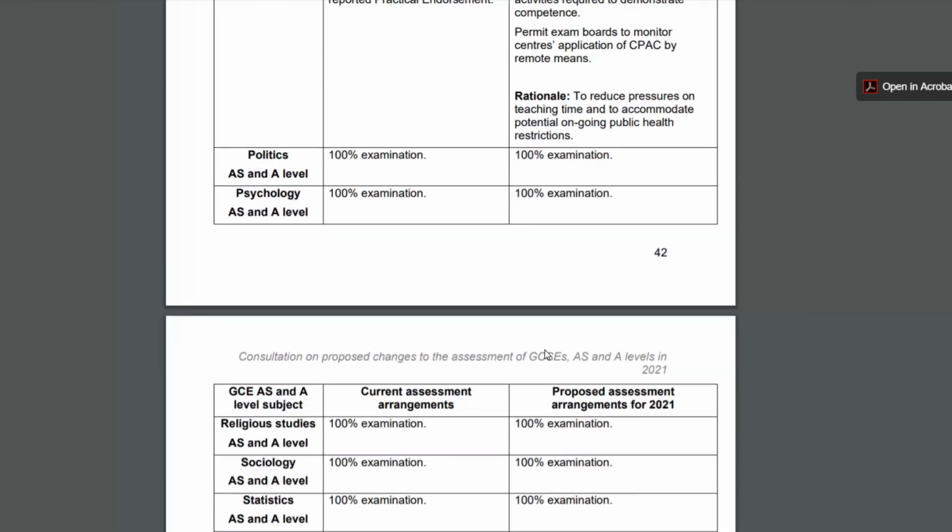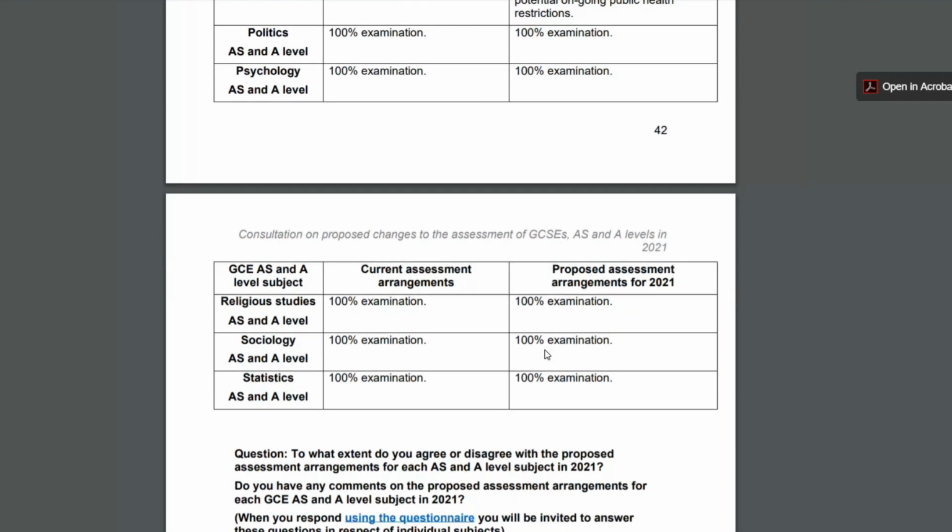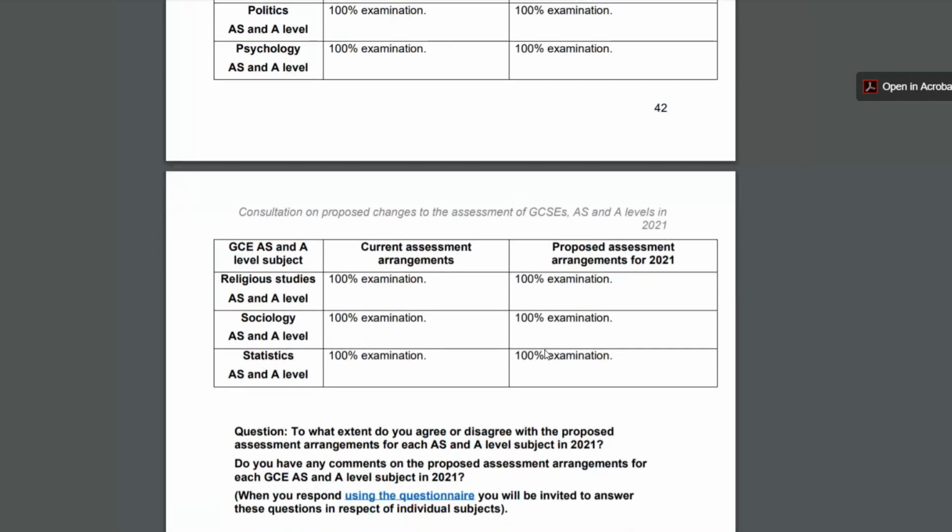Politics, AS and A level. Psychology, AS and A level. Both of those remain 100% examination. Same for RS, so religious studies. Same for sociology, and same for statistics. All of them remain 100% examination.